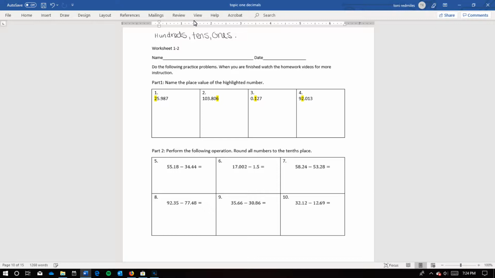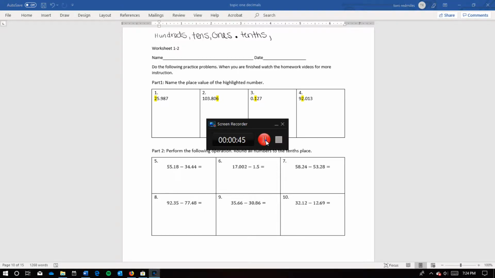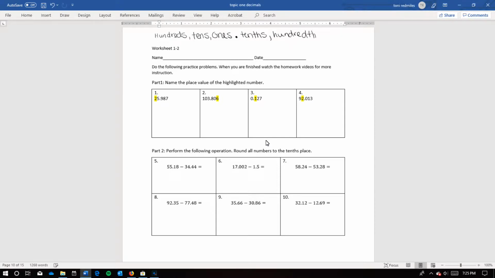Okay, and then remember on the other side of my decimal point, we get that THS to tell us that it's part of 10, part of 100, part of 1,000. And remember, this one means it's part of 100 things and then part of 1,000 things.